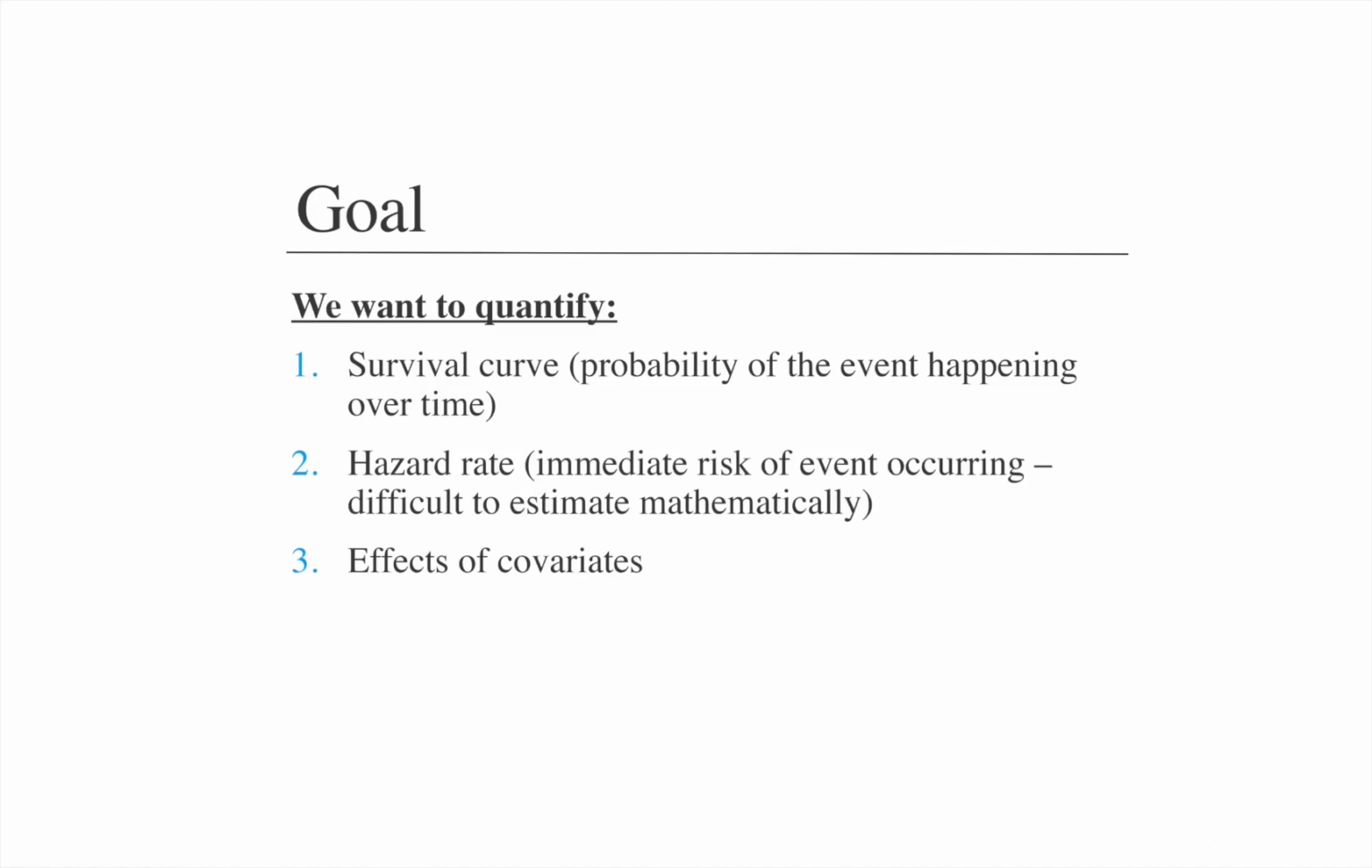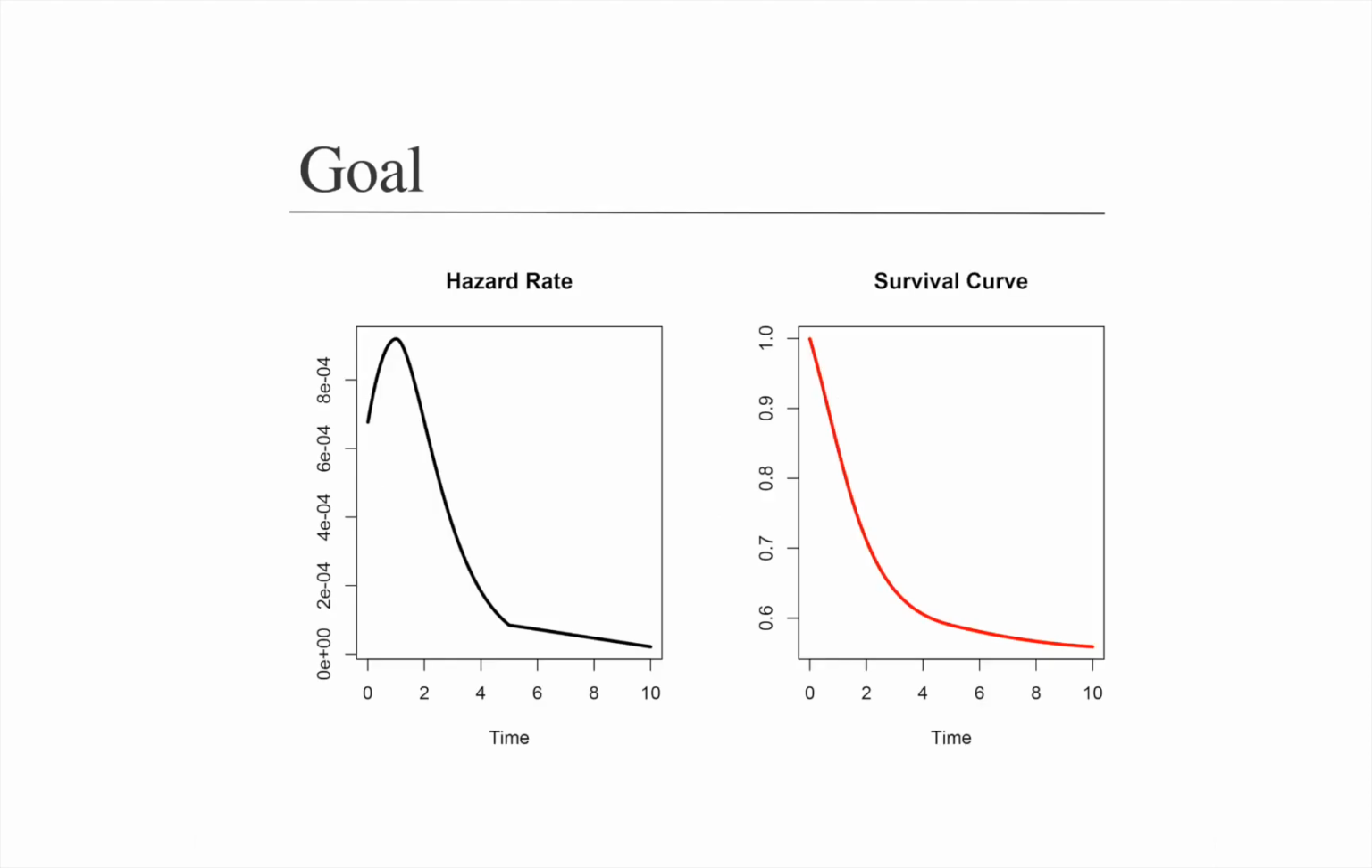Today, one of the things I'm really going to focus on is this method for estimating the hazard rate. I'm just going to show a little graph here on why the hazard rate is so interesting and important. On the left here is a hypothetical situation where we have a hazard rate, and we can see that this immediate risk of failure actually increases over the first, say, 2 years of a study, and then decreases over time.